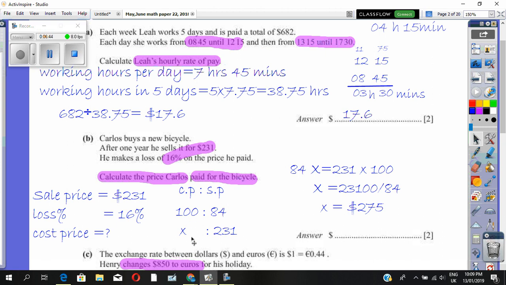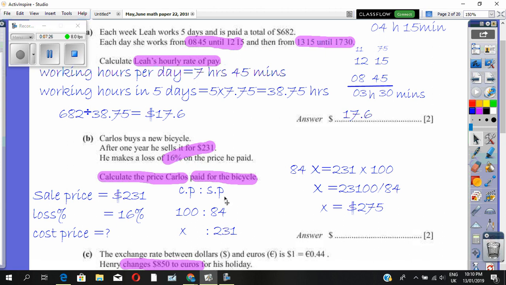With the cross multiplication we get 84x equals 231 times 100. When we multiply 231 by 100, it gives us 23,100, and we divide by 84 on both sides. When we divide 23,100 by 84, we get the answer, that is $275. This is the cost price of the bicycle whose sale price is 231 at the loss of 16%.